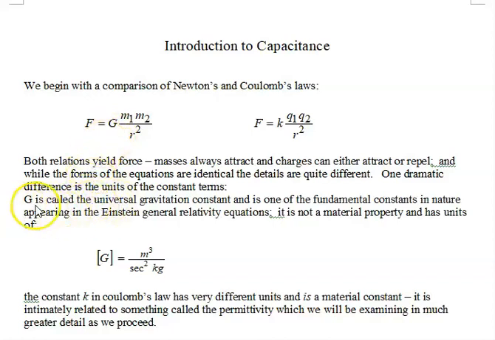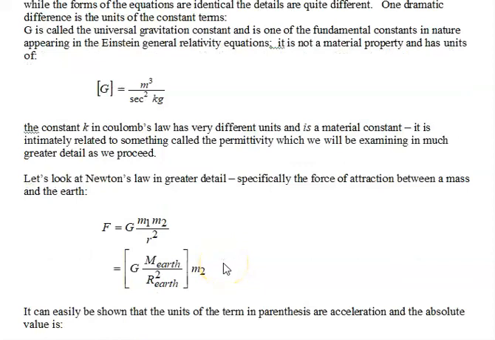Okay, anyway. So G is called the universal gravitational constant. The units of force, we've seen a number of times, kilograms meters divided by seconds squared, because F equals ma. The units of the universal gravitational constant work out to be meters cubed divided by seconds squared kilogram. You can see the kilograms are on the bottom because force has kilograms on top, and we divide through by kilograms squared.